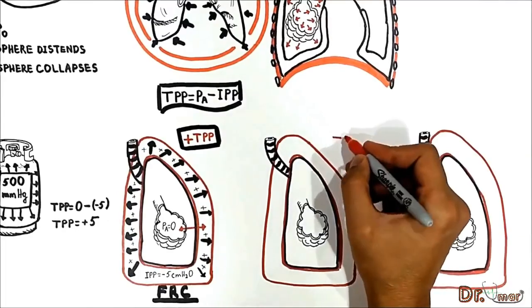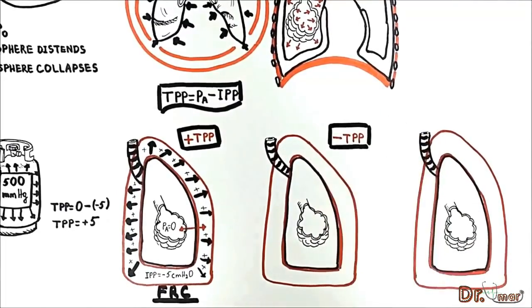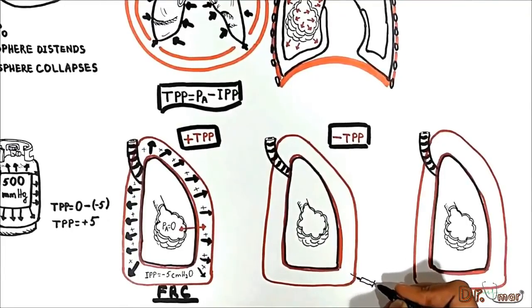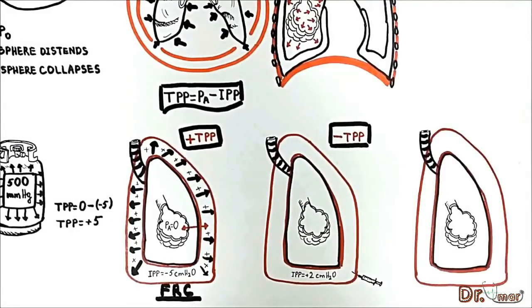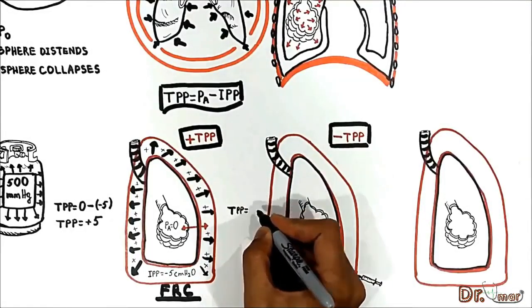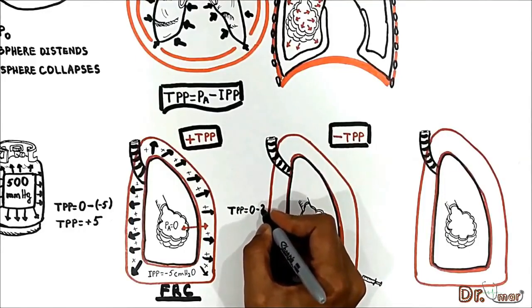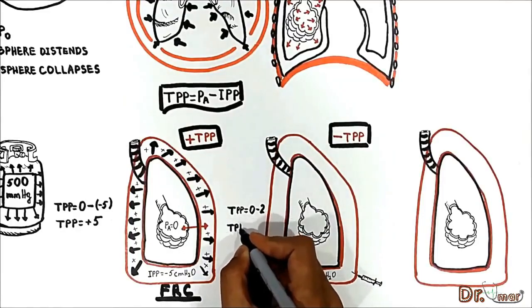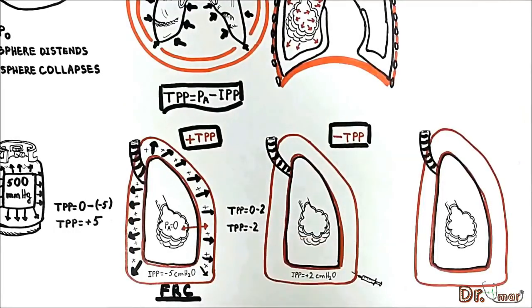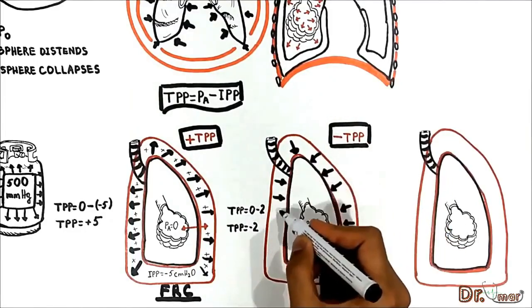Now let's talk about negative transpulmonary pressure. Suppose I inject air in the intrapleural space of the second lung and make the intrapleural pressure positive, let us say to plus 2 cm water. Putting values in our equation, in this case, transpulmonary pressure will be 0, which is alveolar pressure, minus positive 2, which is the intrapleural pressure now. It equals negative 2. It is extremely important to know that if transpulmonary pressure is negative, it is a net force trying to deflate the lung.